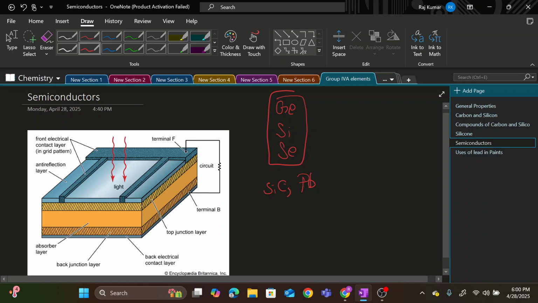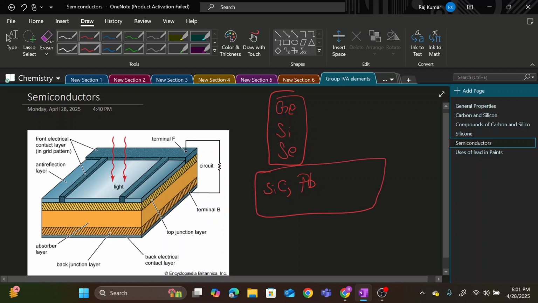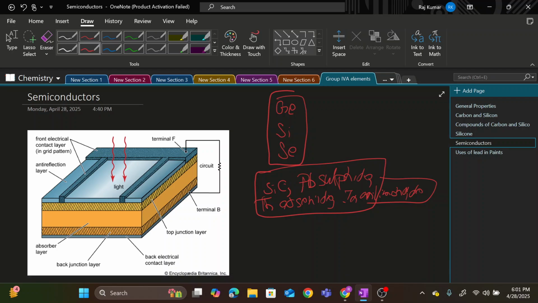Lead sulfide, silicon carbide, lead telluride, cadmium sulfide, indium antimonide, gallium arsenide, thallium arsenide, are all of the examples of semiconductors, and these can be used for making various electronic instruments, transistors, diodes, and rectifiers. All of these can be made with this.